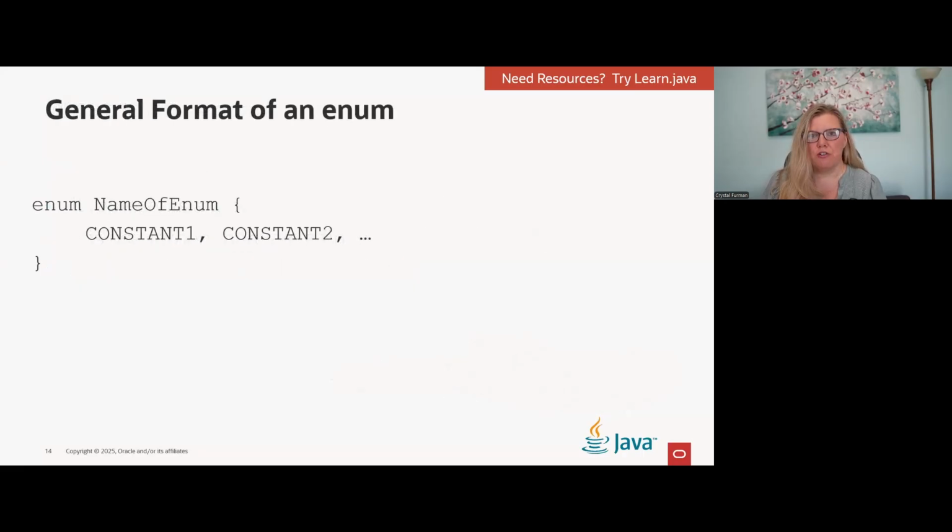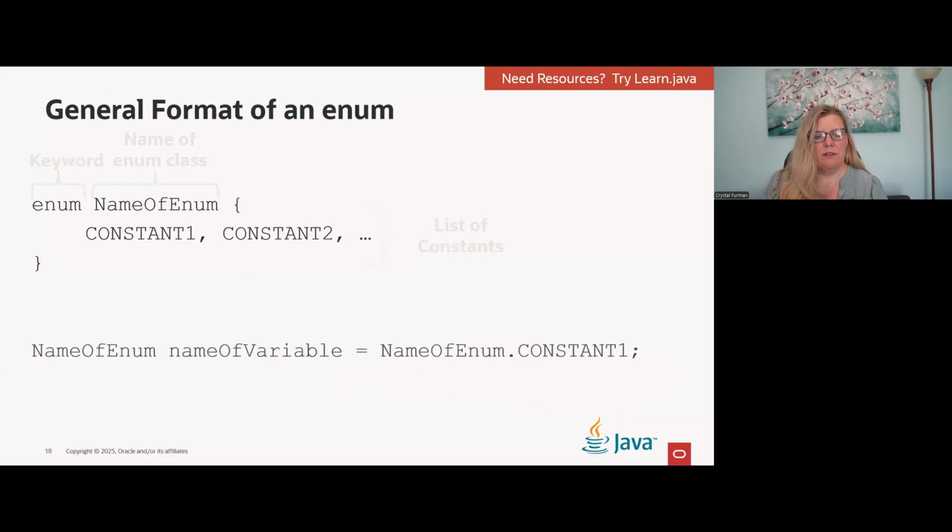Okay, so the general look of an enum, we do enum, the name of the enum, and then the constants that the enum can be assigned to. They're all going to be in uppercase, just like we do constants in other areas of our programs. So we've got a keyword enum, the name of the enum, and then the list of constants.